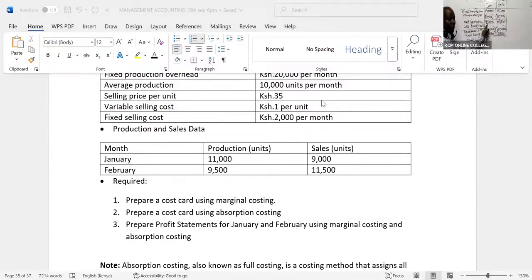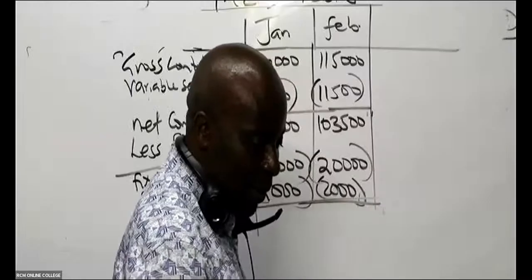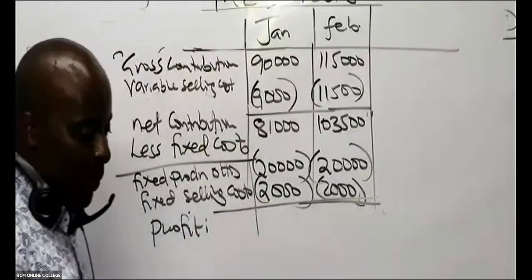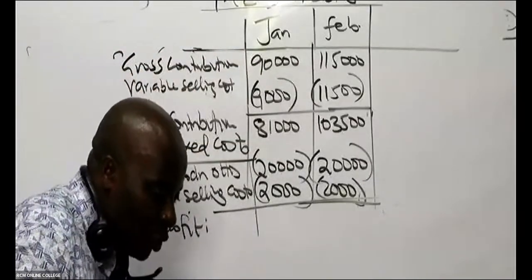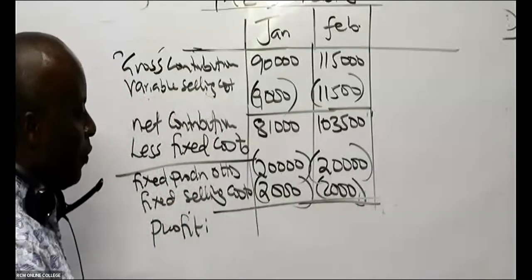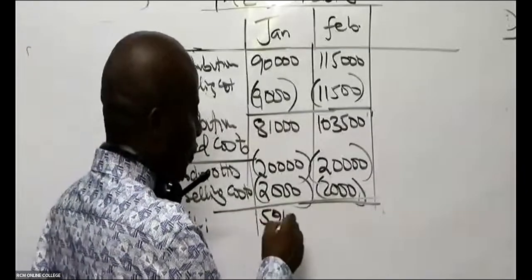So for January, it will be 81,000 minus 20,000 minus 2,000. Give me a number, I write. I want to write something here. So somebody's giving me a figure of what here? 59,000, right? So this is 59,000.